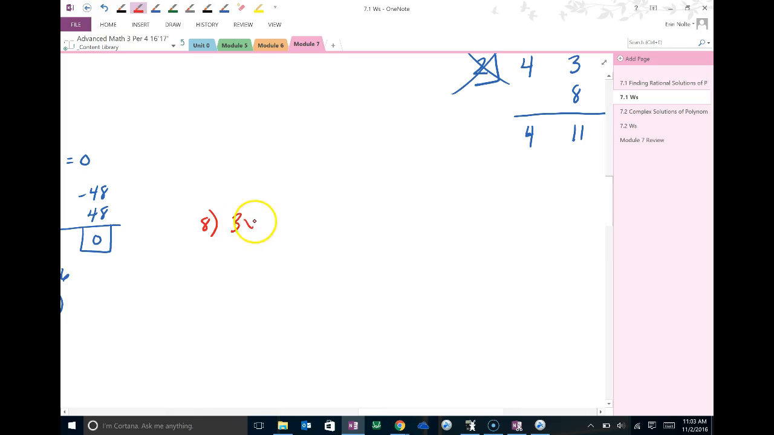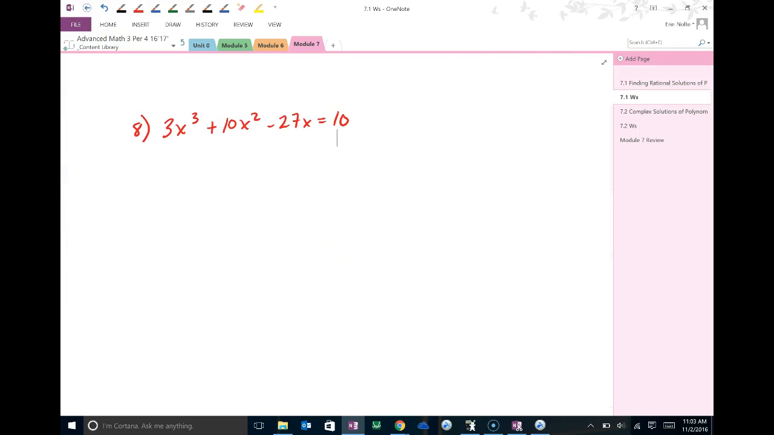X cubed plus 10x squared plus 47x. Okay, so if I'm going to solve a polynomial, what is the first thing I always have to do? Set it to 0. Same thing with quadratics. It is no different with a polynomial. I have to set it equal to 0 before I can do anything. So I'm going to subtract the 10 over. Okay, and I'm just solving this.